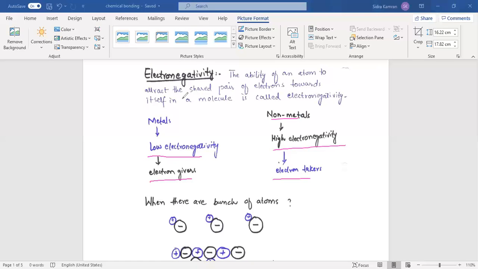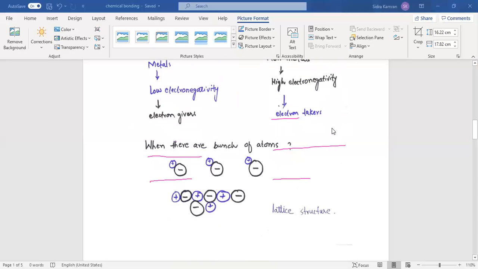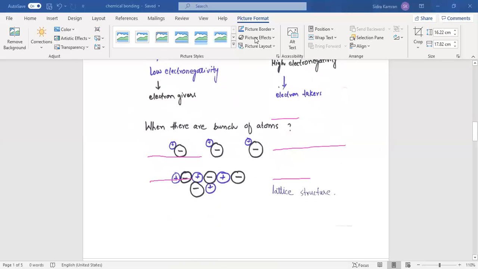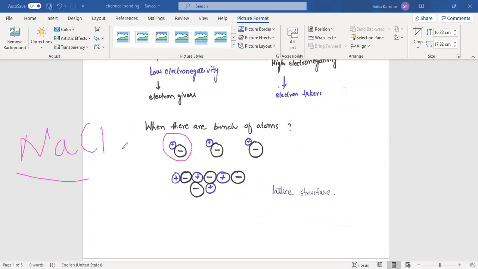Next, here you can see there are a bunch of atoms, because there is not just one bond of NaCl. In a compound, for example table salt, there are many bonds, many units, many particles of sodium chloride. So for example, this is one sodium chloride compound, this is another, and this is the third one. You can see the three particles of this compound.